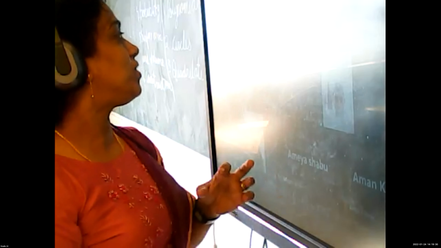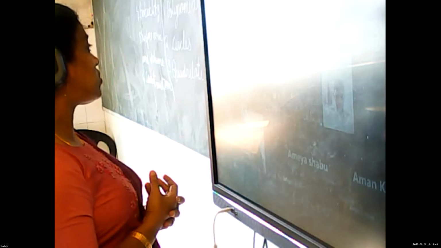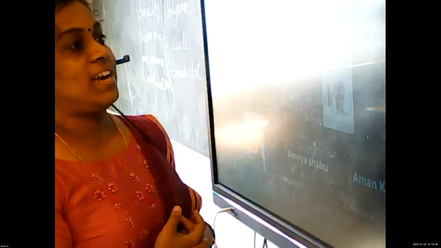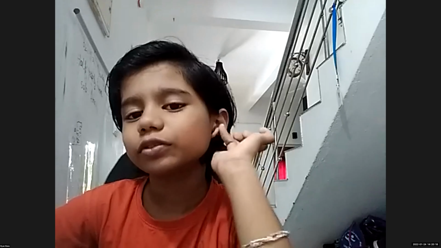And if carbon dioxide is more, what will happen? The air will become polluted. We cannot breathe it. So can you tell which gas we are breathing in? We breathe in oxygen, and we breathe out carbon dioxide. People breathe in oxygen and breathe out carbon dioxide, and like that, animals also breathe in oxygen and breathe out carbon dioxide.